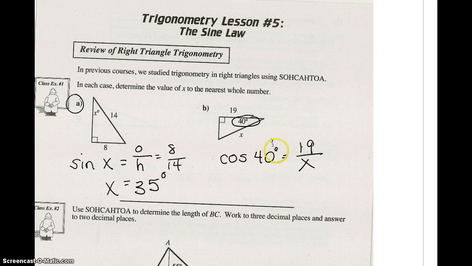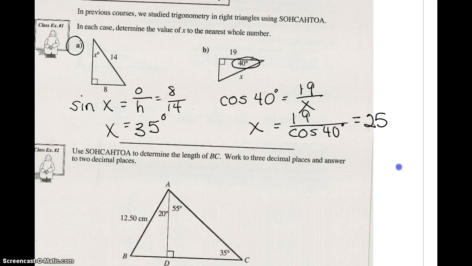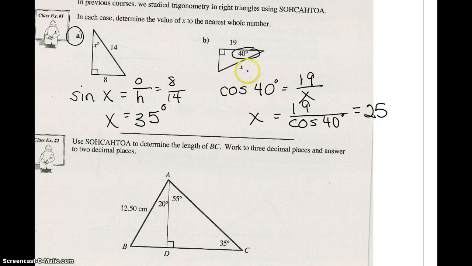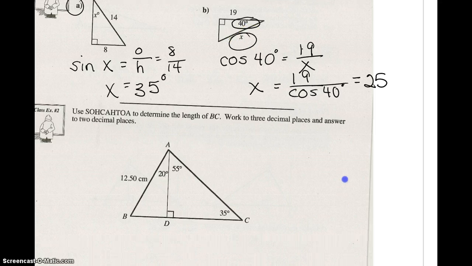So if I'm solving for that, I'm going to multiply x by both sides. That'll give me x on one side, and the other side will have the 19 divided by cos 40 degrees. When I plug that in, I end up with a 25. That is not using your inverse function, but instead that is just using your cos on your calculator. Therefore, this x is equal to 25.